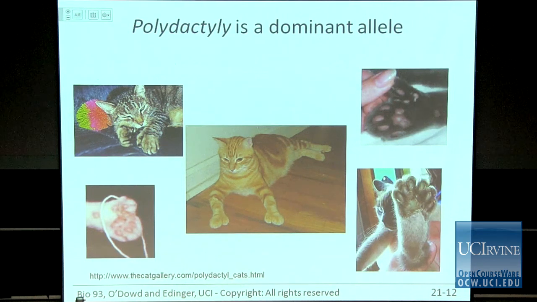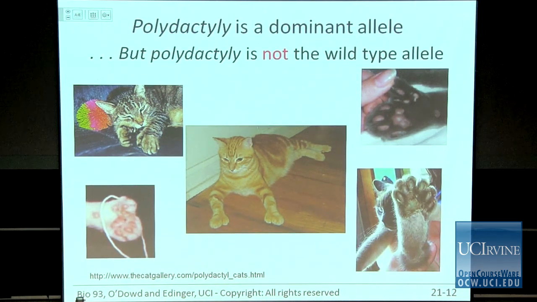They're pretty rare, right? So polydactyly is dominant, but it's not the wild type allele. If you walk up to the sock pile, you're not going to take a polydactyly allele out very often because they're uncommon. They're rare. So you don't see a lot of polydactyl cats around.